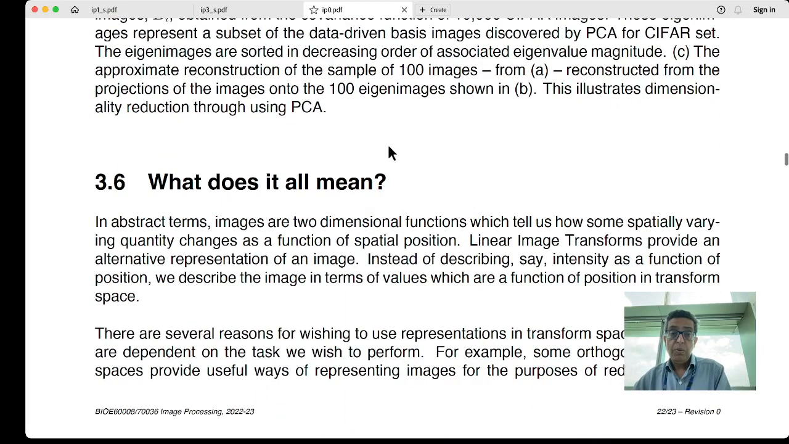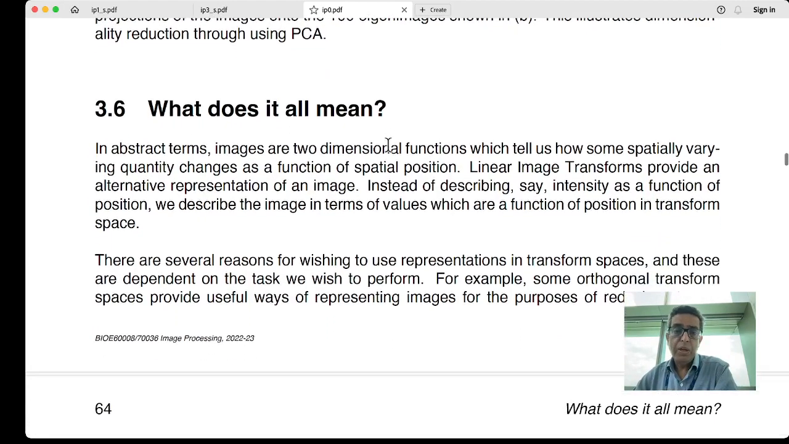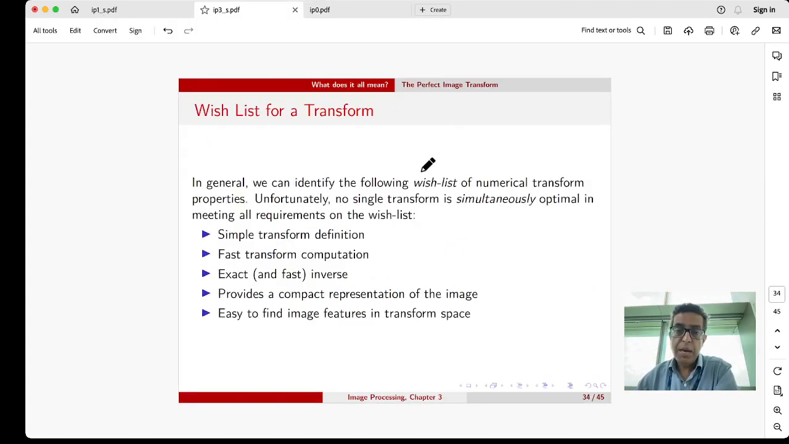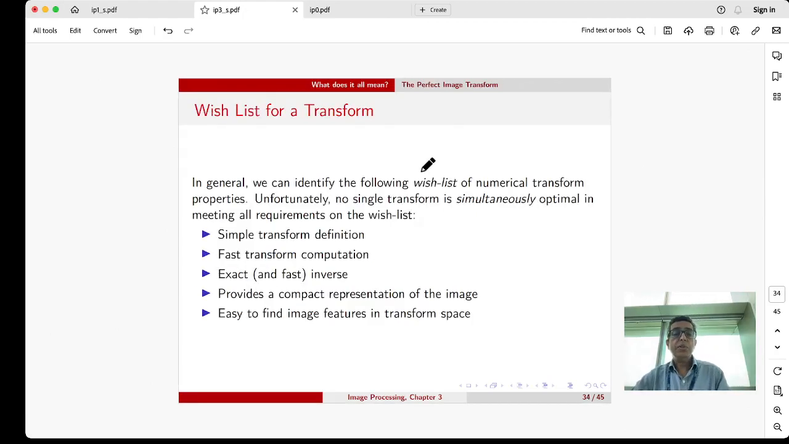Okay? Right. So we now come on to the question of what does it all mean? We talked in kind of abstract terms. We have these images that we know are two-dimensional functions which are spatially varying. And we know that these linear image transforms provide an alternative representation which allows us to go from image space into transform space and back again. So instead of describing our image as a function of space, we can effectively describe it in transform space.